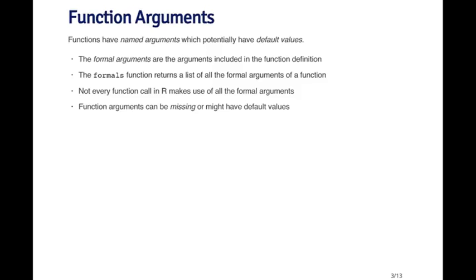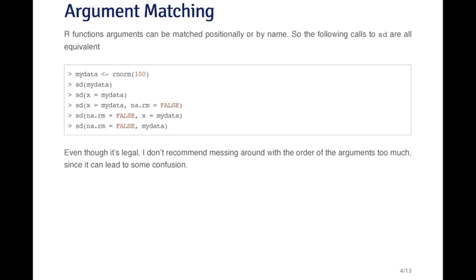The formals function takes a function as an input and returns a list of all the formal arguments of a function. Not every function call in R makes use of all the formal arguments. For example, if a function has 10 different arguments, you may not have to specify a value for all 10 of those arguments. Function arguments can be missing, or they may have default values that are used when they're not specified by the user. R function arguments can be matched positionally or by name. This is key when you're writing a function, and also when you're calling it.